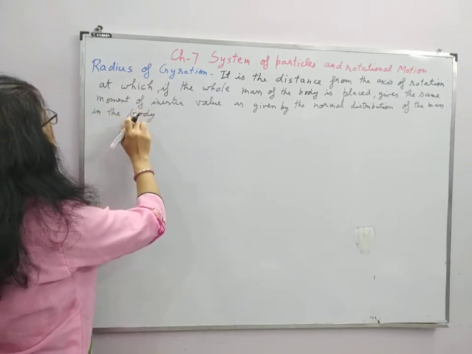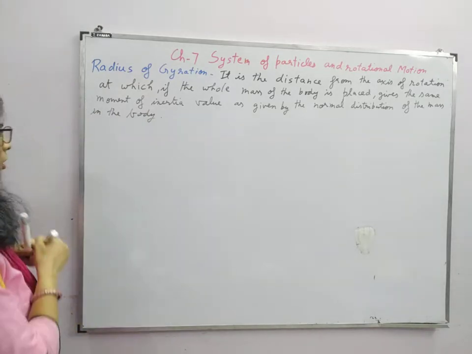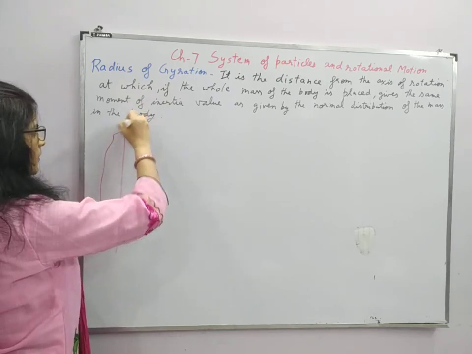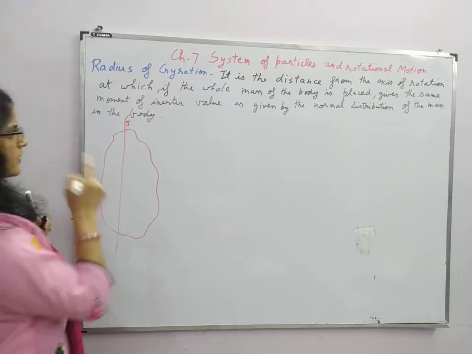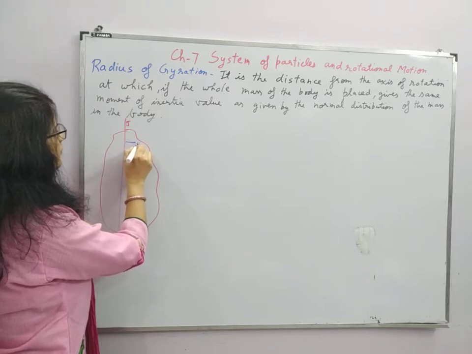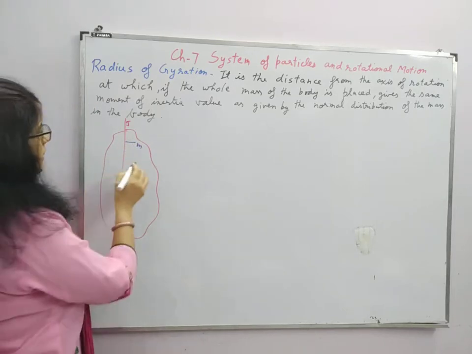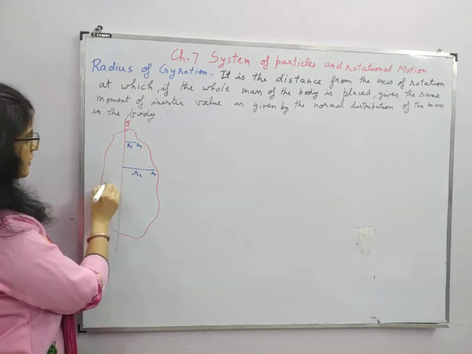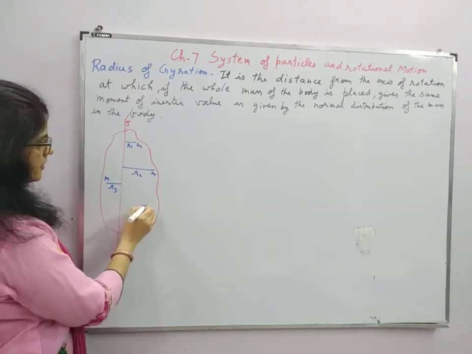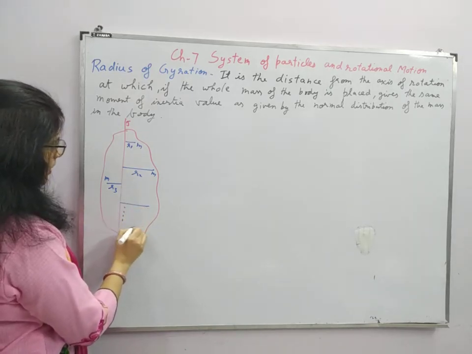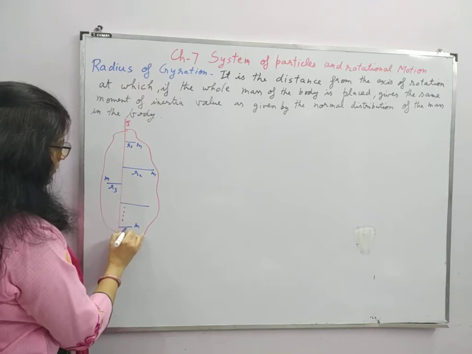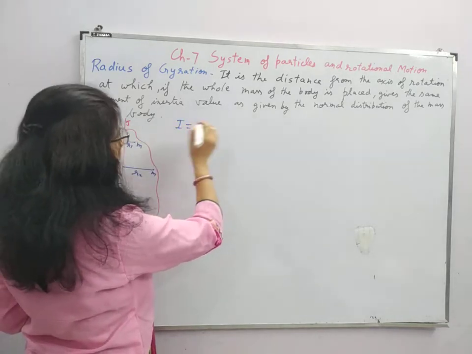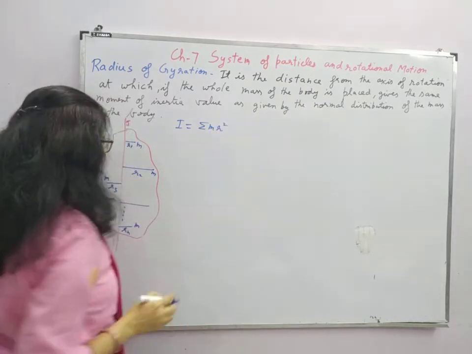What does it mean? We know that if a body is having a normal distribution of mass, whatever it is, we consider that it has so many point masses. Suppose all particles have the same mass. The first particle is at R1 distance, the second at R2 distance, the third at R3 distance, and so on, the nth particle at Rn distance. Then what is the formula for moment of inertia? Moment of inertia is sigma m r square.